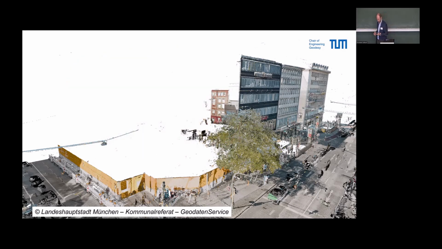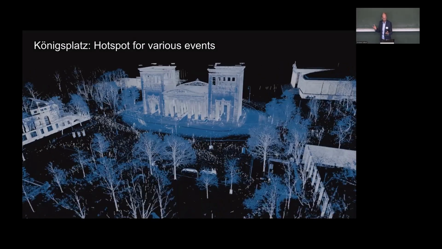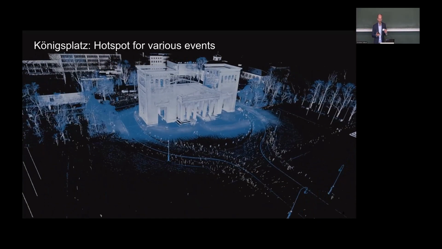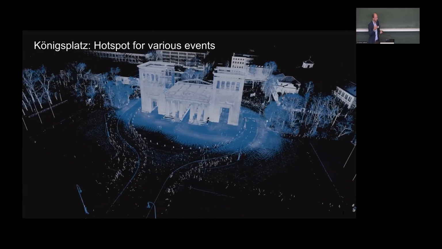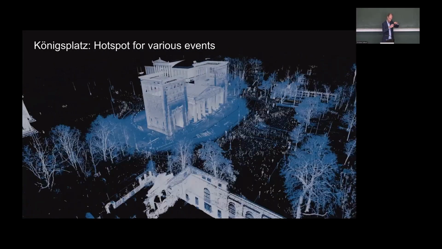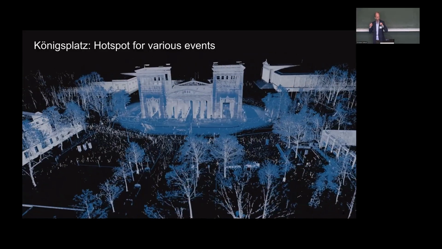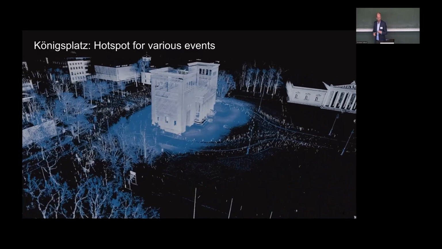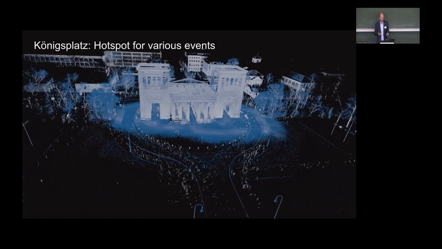So we need to have information that tells us this. We need information that gives us the current state of the city to tell us what might change. And one example also is the Königsplatz, which is right here aside, that is a hotspot for various events. So this is used to do lots of different events, and we always need to have an accurate and current model of how it looks like to be able to make new events at this place. So we need accurate and up-to-date information.